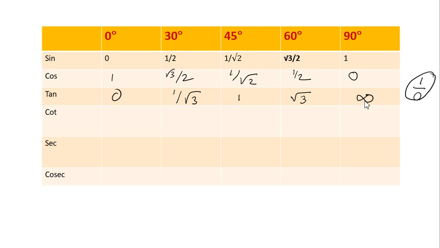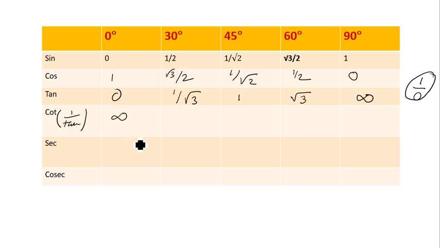Okay, done. Now sir, this has come, now what about cot theta? Cot theta is nothing but the reciprocal of tan theta. So see, cot 0. What is tan 0? Tan 0 is 0. So cot 0 will be how much? Just put the formula of cot, it will be easier. Cot is 1 by tan, so cot 0 will be 1 by tan 0. So it will be infinity.